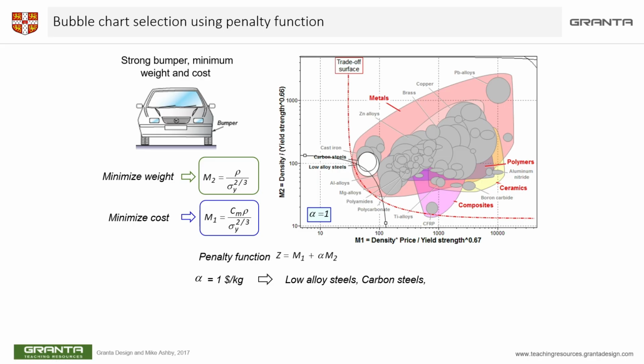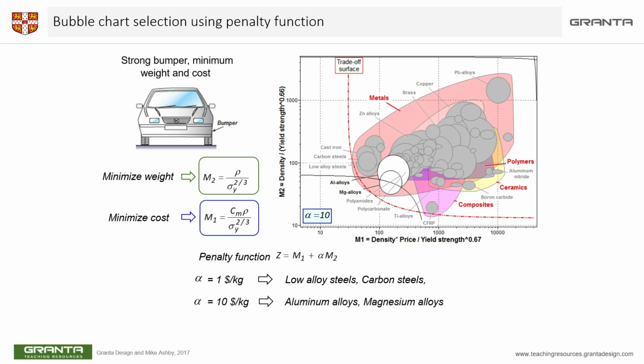Then if I change that to alpha 10, you see my options change. I'm in a different zone. If I change it to 100, then it even changes further. Okay, so this is how you can compare different options for material selection.